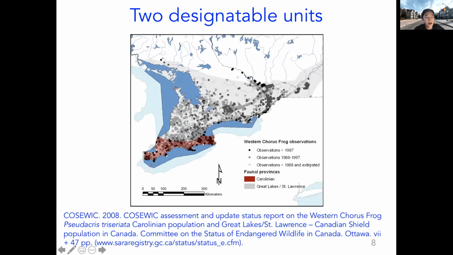So they diagnosed 2 designatable units. One is the Carolinian, shown in red here, which is not at risk. And the other one is the Great Lakes St. Lawrence designatable unit, which is listed as threatened.